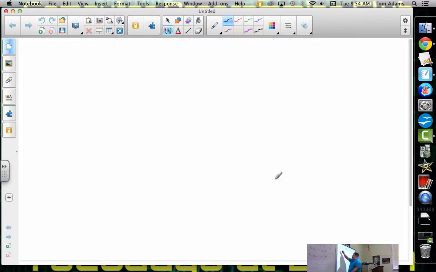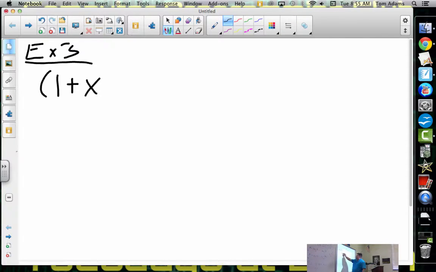So for example number 3 in your textbook, we're going to keep working on linear approximations. And one thing that's a useful product of this is that if I were to take this binomial expansion, a generalized binomial expansion, I can approximate the value using linearization.